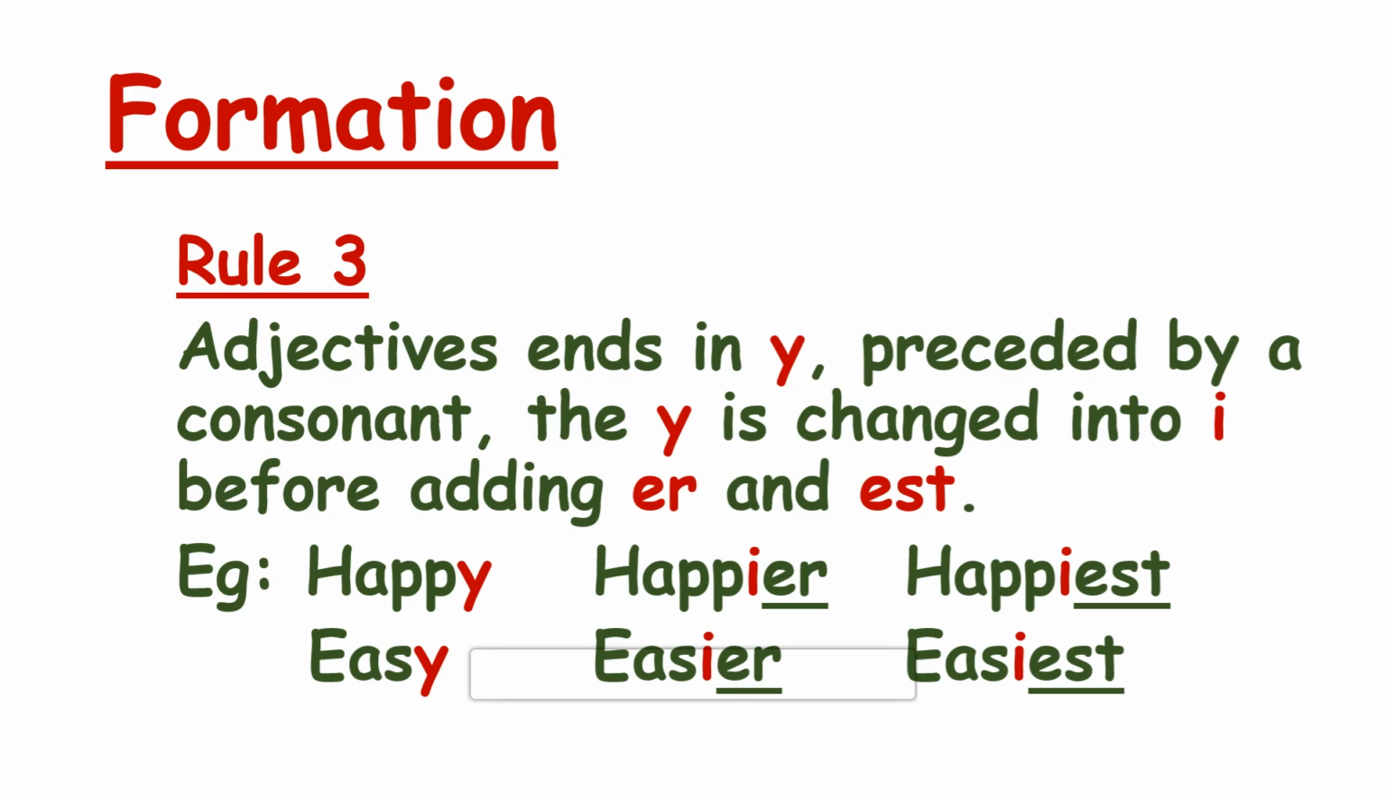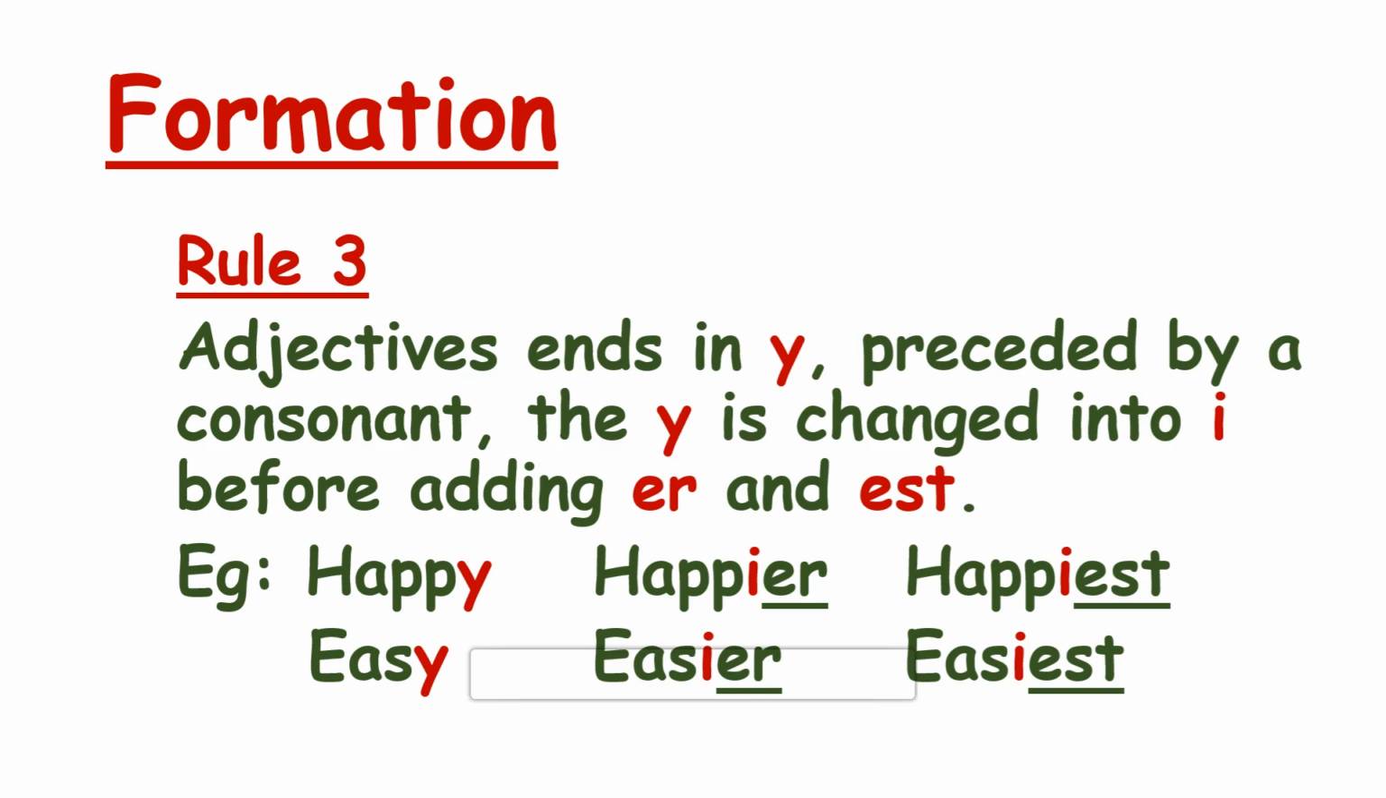Then rule number 3 comes. It talks about the adjectives which end in y preceded by a consonant. The y is changed into i before adding er and est. One thing you need to understand here is that we are going to add er and est in both the comparative and superlative degree, but we are going to change this y into i. In happy, you can see the last letter is y. Similarly, in the second example, easy, the last letter is y.